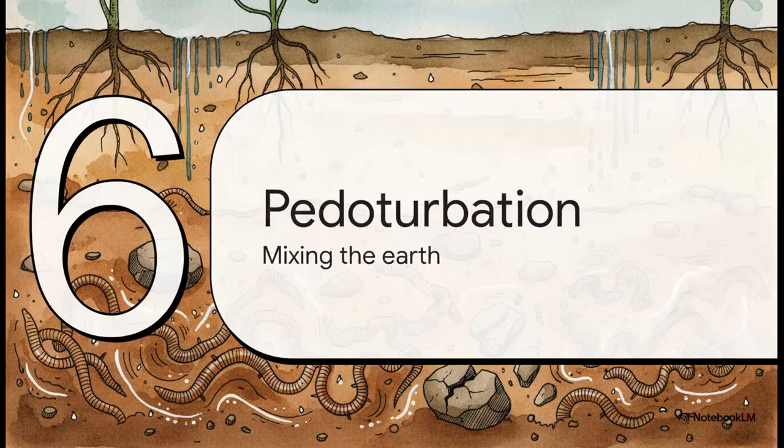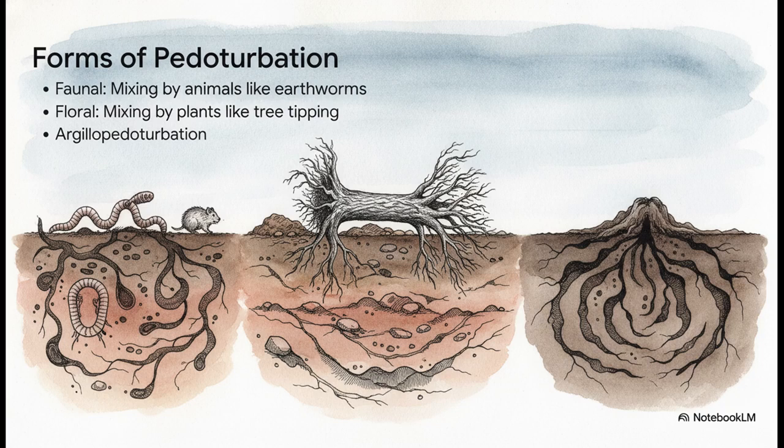And finally, Section 6, pedoturbation, mixing the soil, the physical churning of the earth. We've talked a lot about water vertically leaching chemicals down or capillary action pulling salts up, but mechanical forces are constantly mixing those carefully layered horizons too. This physical mixing is known as pedoturbation, and it actively offsets the distinct horizon layers we've been discussing.